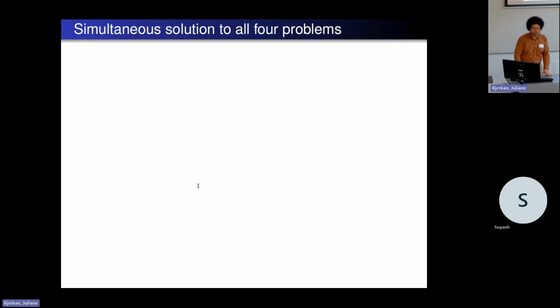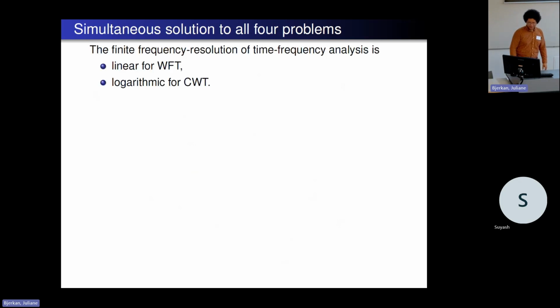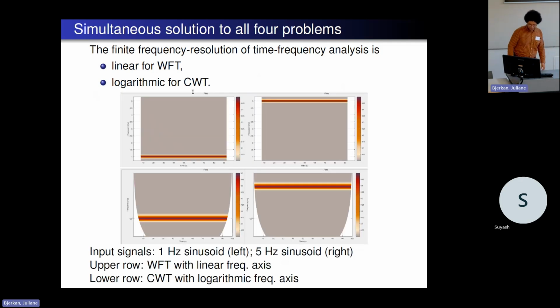So I've mentioned four problems, and I'm now going to present the simultaneous solution to all four of these problems. The frequency resolution of time frequency analysis is linear for the windowed Fourier transform and logarithmic for the wavelet transform. So what do I mean by that?